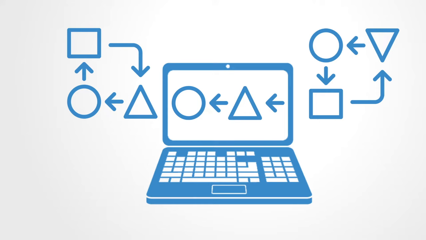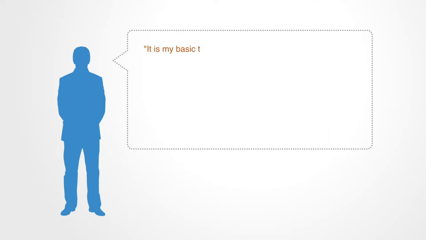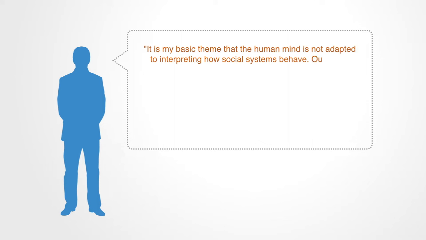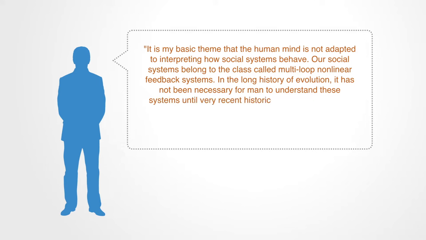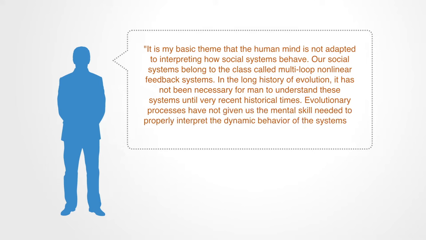System dynamics was created during the mid-1950s by Professor Jay Forrester at MIT. He talked about the need for system dynamics because of the limitations in our normal modes of reasoning. "It is my basic theme that the human mind is not adapted to interpreting how social systems behave. Our social systems belong to the class called multi-loop nonlinear feedback systems. In the long history of evolution, it has not been necessary for man to understand these systems until very recent historical times. Evolutionary processes have not given us the mental skill needed to properly interpret the dynamic behavior of the systems of which we have now become a part."